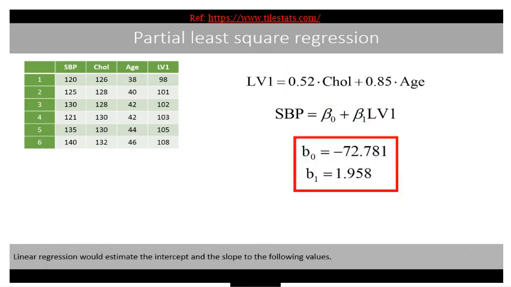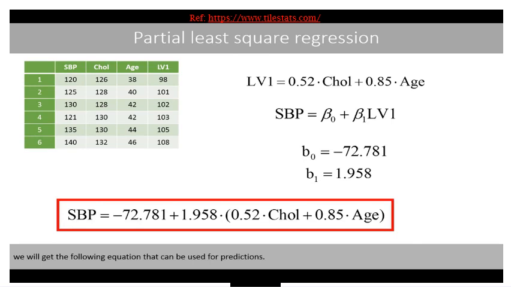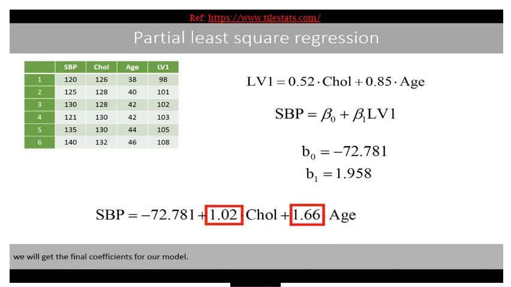Linear regression would estimate the intercept and the slope to the following values. If we combine these two equations, we'll get the following equation that can be used for predictions. If you multiply the estimated slope with the terms inside the brackets, we'll get the final coefficients for our model.